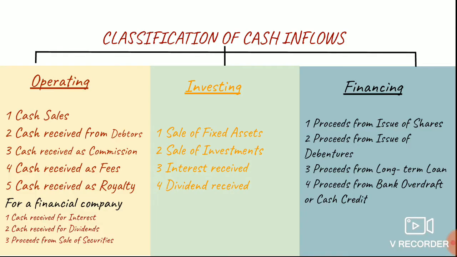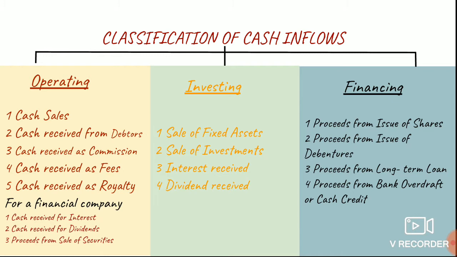Now, based on the three activities of a business, we can classify these examples of inflow of cash into inflows from operating activities, inflows from investing activities, and inflows from financing activities of a business. Now, under operating activities, we include cash inflows from cash sales, cash received from debtors, cash received as commission, cash received as fees, cash received as royalty.